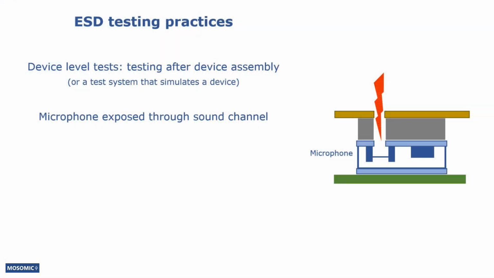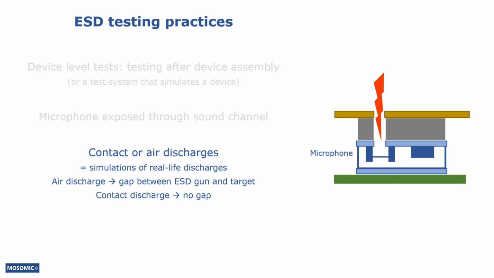In device level tests, microphones are tested assembled into a device or a test system that simulates a device. The difference to testing bare microphones is that now the microphone is typically only exposed through a narrow sound channel. The discharges are applied as contact or air discharges, simulating a real-life discharge that can hit close to the mouth of the microphone sound channel on the cover of the device.